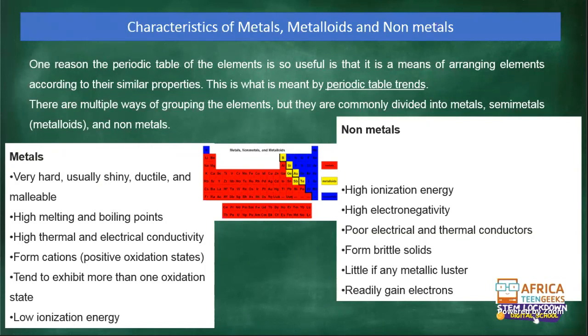Then we have nonmetals. Nonmetals have high ionization energy levels, they have high electronegativity, and they are poor electrical and thermal conductors. They form brittle solids and they are dull. They have little metallic luster, so that's what it means when we say it is dull. And they readily gain electrons. So we say non-metals can easily gain electrons.